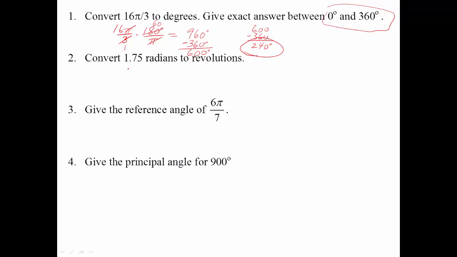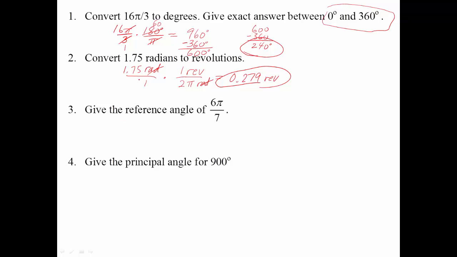Number two, convert 1.5 radians to revolutions. So I have 1.75 radians, and I'm going to multiply that by, for every revolution there's 2 pi radians. So I'm going to put 1 revolution is equal to 2 pi radians. So now my radians cancel, and I'm left with revolutions. And when I divide 1.75 by 2 pi, I get 0.279 revolutions.